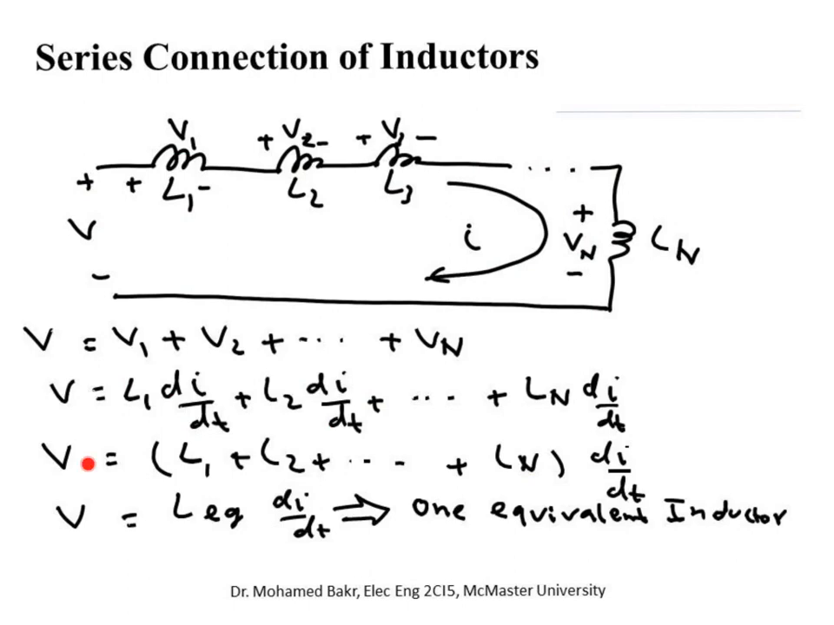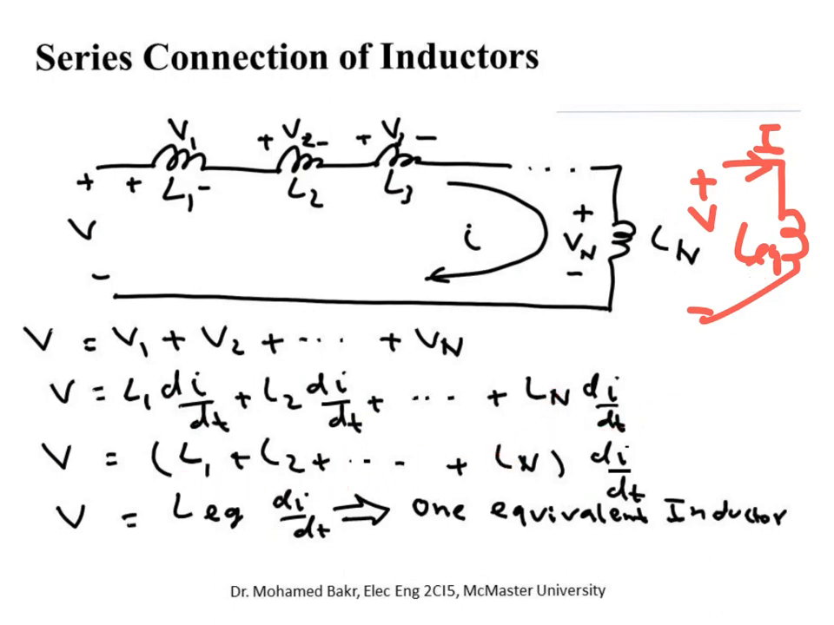So this looks like the voltage is equal to an equivalent inductance, L equivalent, multiplied by the derivative of the current. This is the equation governing an inductance, and the value of this inductance is the sum of all the other inductances. So whenever you see inductances connected in series in this way, you can simply replace them by one single inductance, called L equivalent. It has the same voltage V and the same current I going through it, and the value of this L equivalent is the sum of all the other inductances that you have.